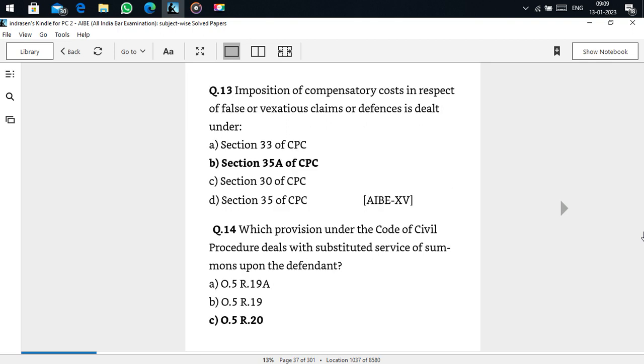Imposition of compensatory costs in respect of false or vexatious claims: Section 35A talks about the imposition of costs for any cases that are considered vexatious or false. Section 35A. Which provision under the CPC deals with the substituted service of the summons? Order 5, Rule 20 deals with the substituted service of the summons.